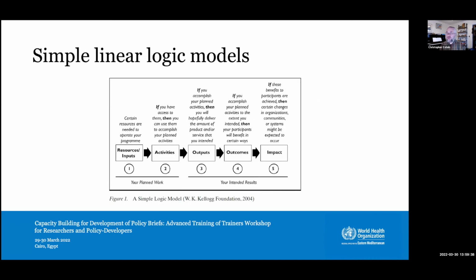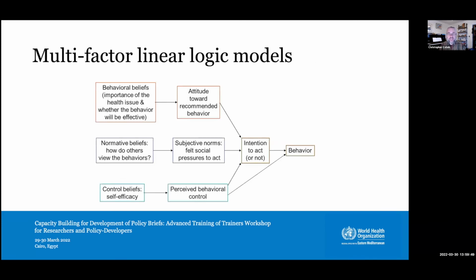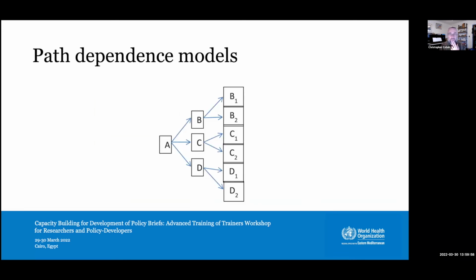And then for theoretical frameworks, this is the linear one, right, which is very linear and kind of logical, but often doesn't represent reality. This is a health behavior model. If you want to understand how to get staff to change your behavior, you might use something like this. This is an illustration of how path dependency works, and that it can be hard to move from the state of being in B1 to D1 or D2.